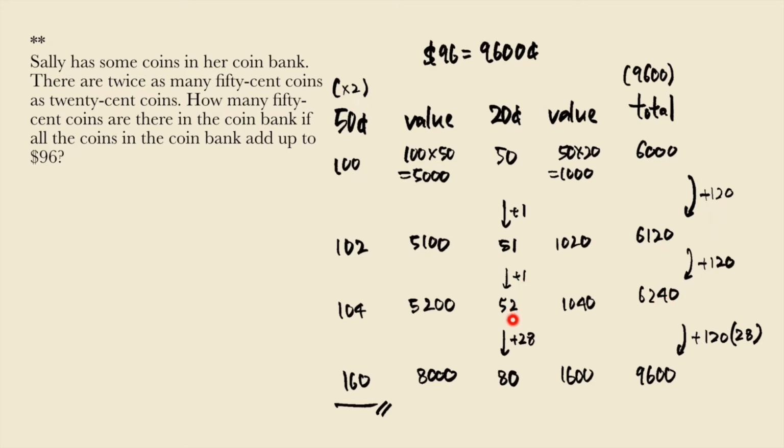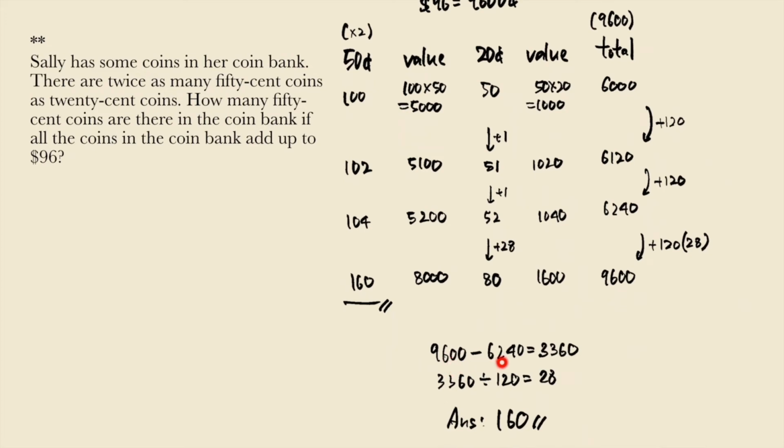Add 1, 52, times 2, 104. Now another 120. Do you notice a pattern here? How many 120s do I need from here to here? Well, so the first step is I'm going to take 9600 minus this.